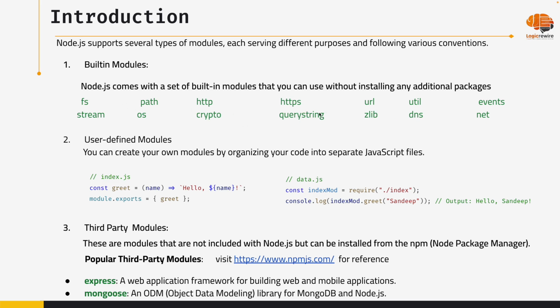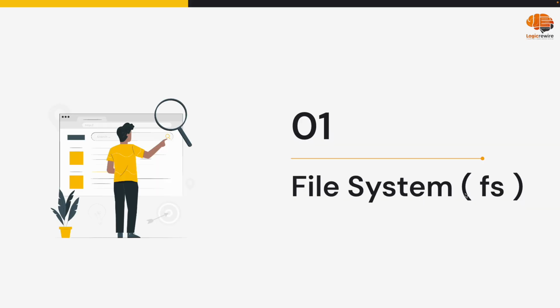Okay, so only some of the important modules we are going to check with this class and course. So let's jump to file system. The first module we have is file system, and it is a default module, so no need to install it to use it in our application.